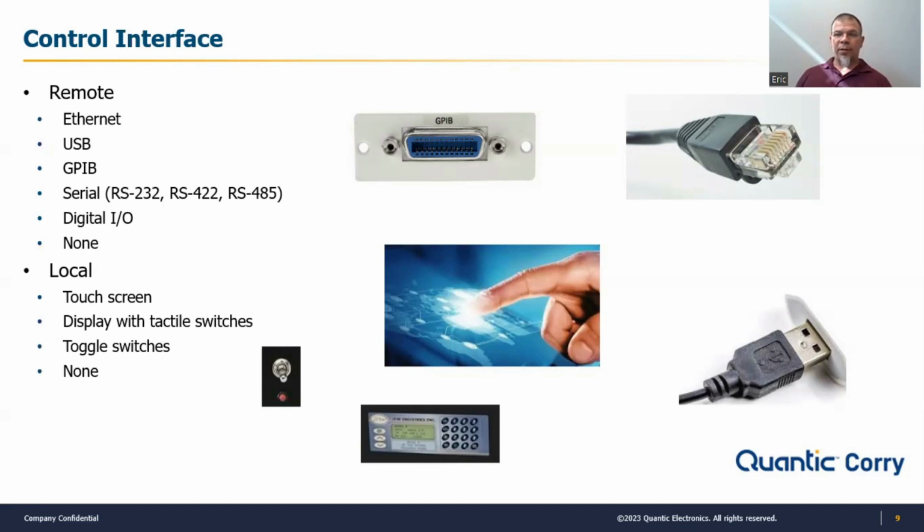You want to switch one input on or off. It's just like flipping a light switch. You turn it on, you turn it off. And if you've got a remote interface, then a local interface isn't absolutely required. Not all switch matrices have a local interface. So you can have a remote interface and a local interface, or you could have just a remote interface or a local interface. They're not mutually exclusive.